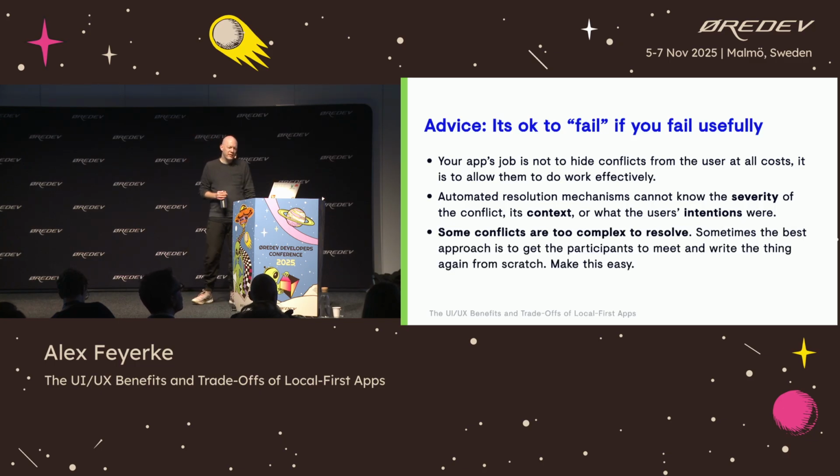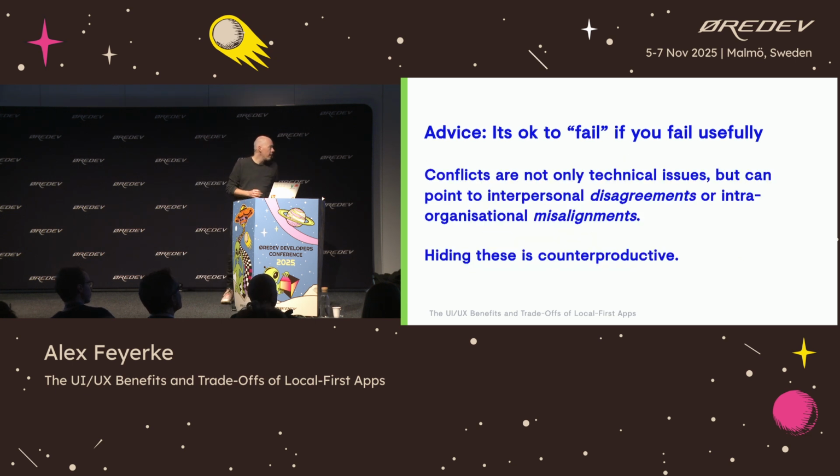Like at some point you have to say, look, all of you humans are obviously not aligned with one another. Why don't you have a meeting before you try entering data that you all can't agree on? Conflicts are not only technical issues, but can point to interpersonal disagreements and intra-organizational misalignments.